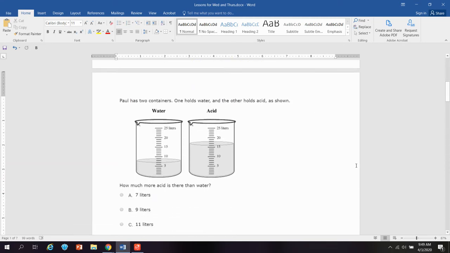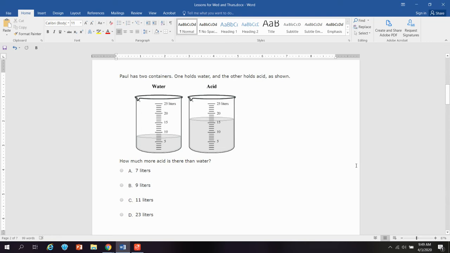All right, take a look at the first word problem. It says Paul has 2 containers. One holds water and the other holds acid, as shown. How much more acid is there than water? And it gives me some different answer choices. Before I can even look at my question, I need to figure out how much water and how much acid are in each of these containers.